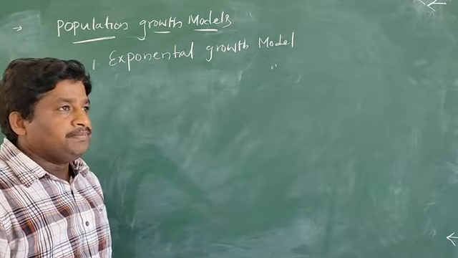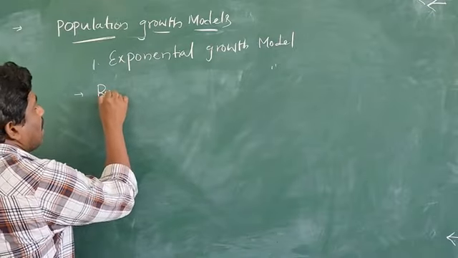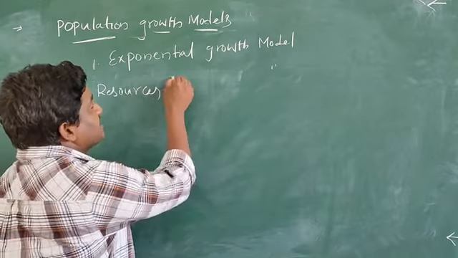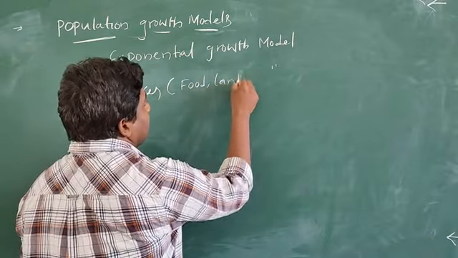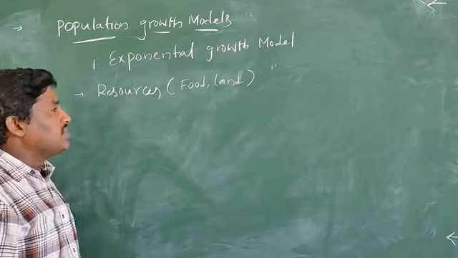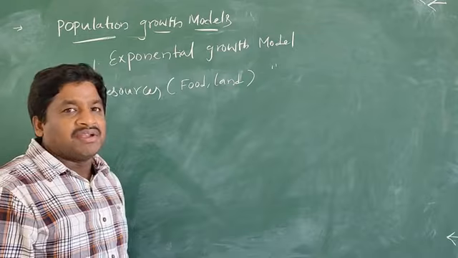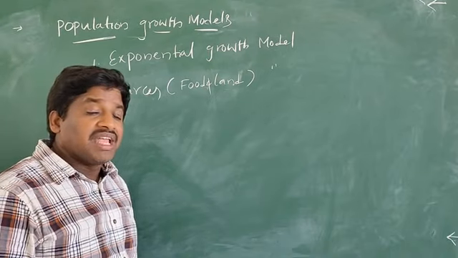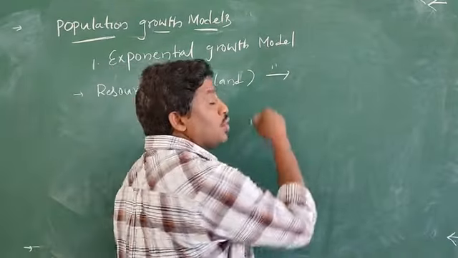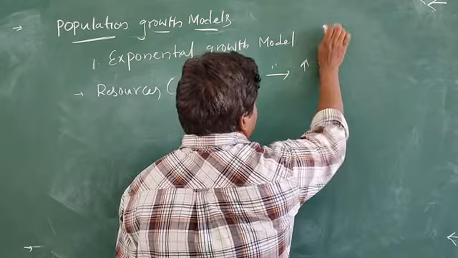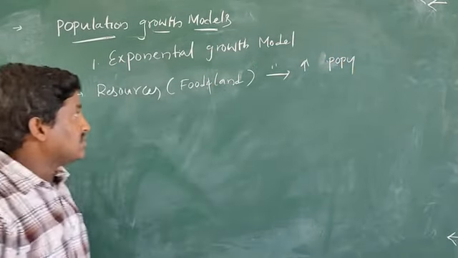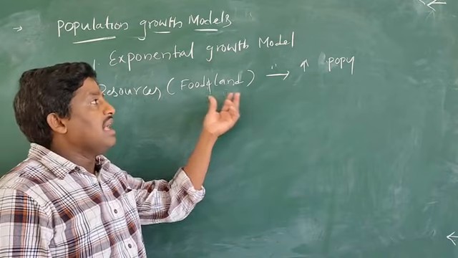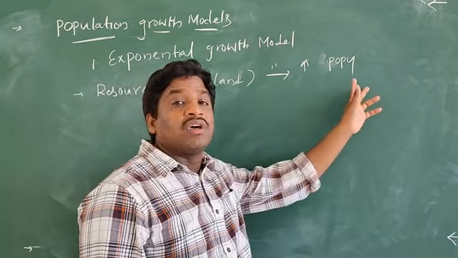In this exponential growth model, first of all, see resources. Resources means what? Resources means here food and land, that means space. Any food and land. The resources availability is very essential for increasing the growth of population.